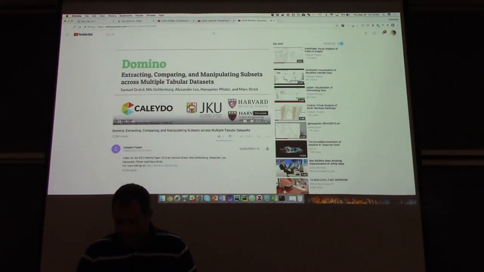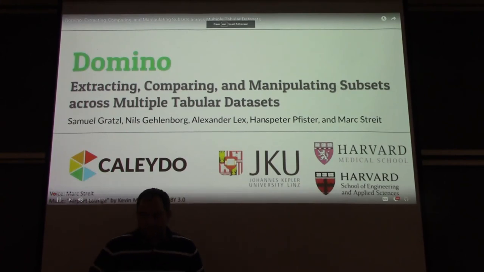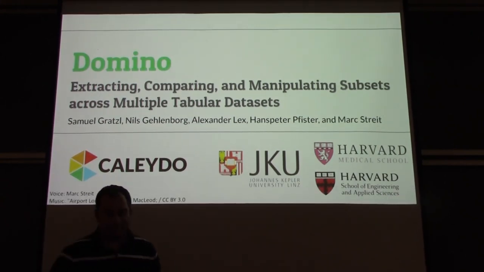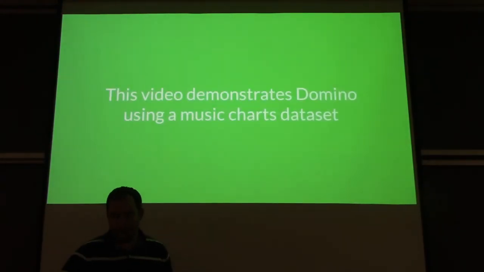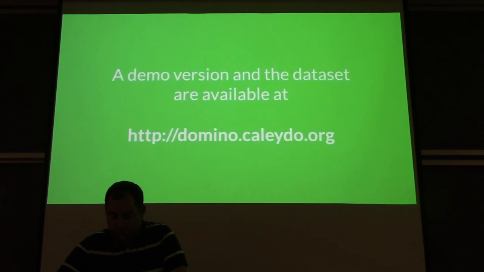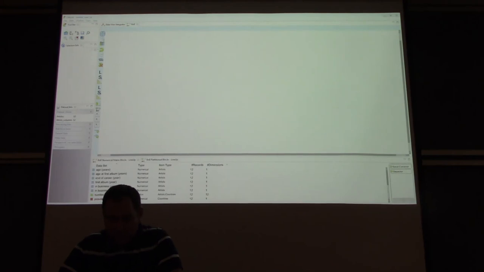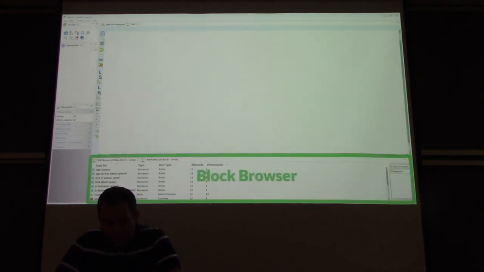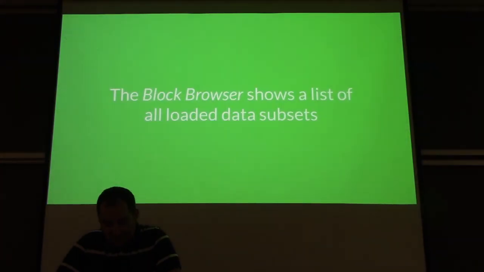Domino is an interactive visualization technique for extracting, comparing, and manipulating subsets across multiple tabular data sets. This video demonstrates Domino using a music charts dataset. You can download the demo version and the dataset at domino.kaleido.org. This is the main Domino interface. It consists of a Domino board and a block browser. The block browser shows a list of all loaded data subsets.